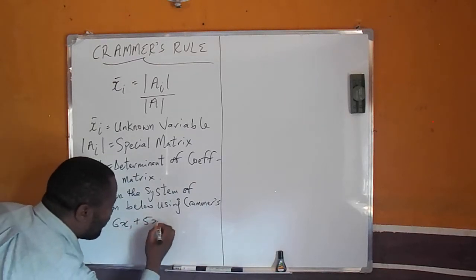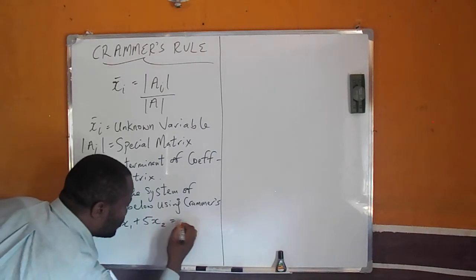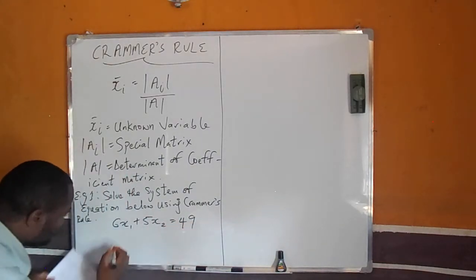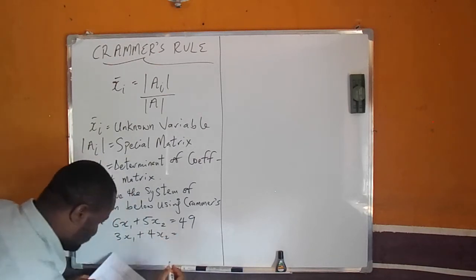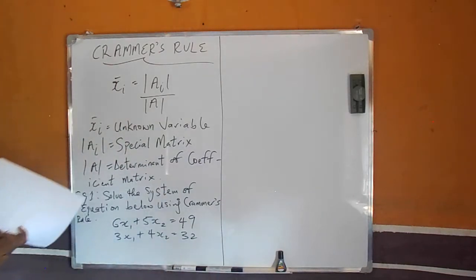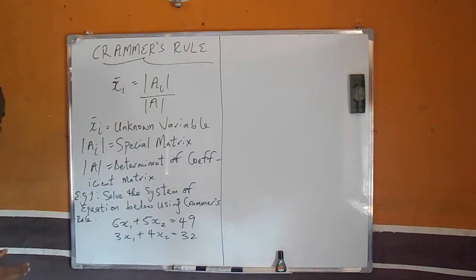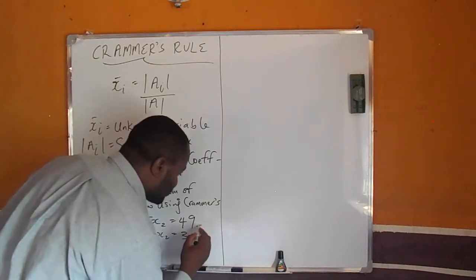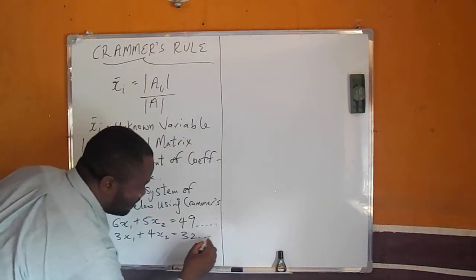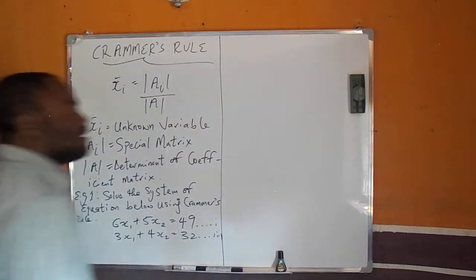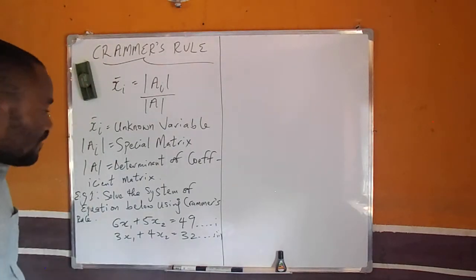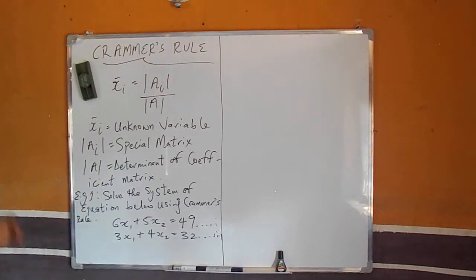Now we have 6x subscript 1 plus 5x subscript 2 equals 49, while 3x subscript 1 plus 4x subscript 2 equals 32. So we have equation 1 and this is our equation 2.